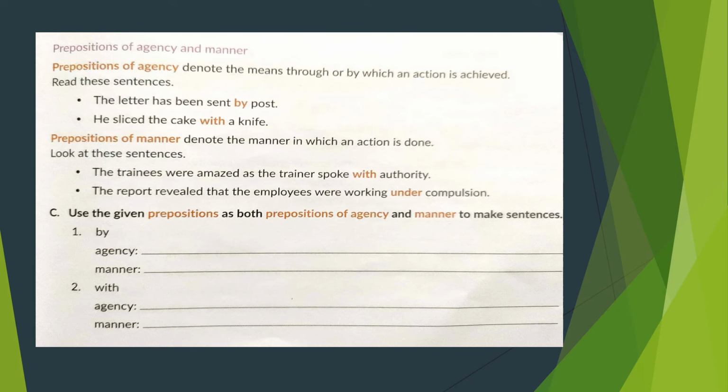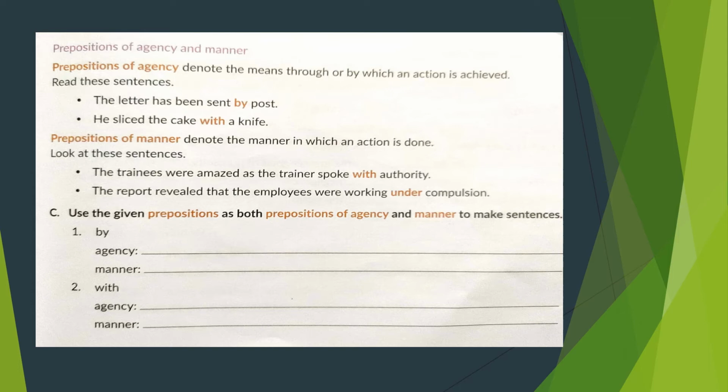Coming to prepositions of agency and manner. Agency comes from the word agent. Agent means through something or through somebody. So those prepositions which show the action or the word which has a clear meaning that it has been used to do something. And manner means how it was done, in which way it was done. So these are prepositions of agency and manner.